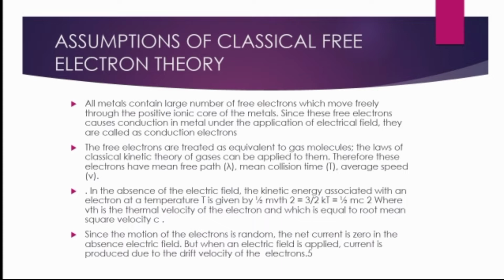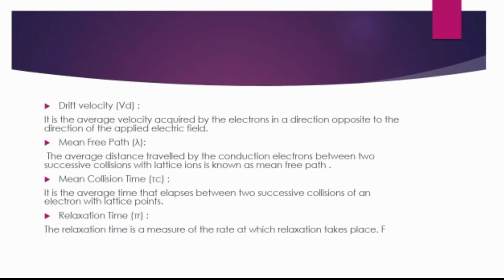In the absence of an electric field, the kinetic energy associated with an electron at a temperature T is given by half m v_th squared, where v_th is the thermal velocity of the electron, which is equal to the root mean square velocity c. Since the motion of the electrons is random, the net current is zero in the absence of an electric field, but when an electric field is applied, current is produced due to the drift velocity of the electrons. Drift velocity. It is the average velocity acquired by the electrons in a direction opposite to the direction of the applied electric field.